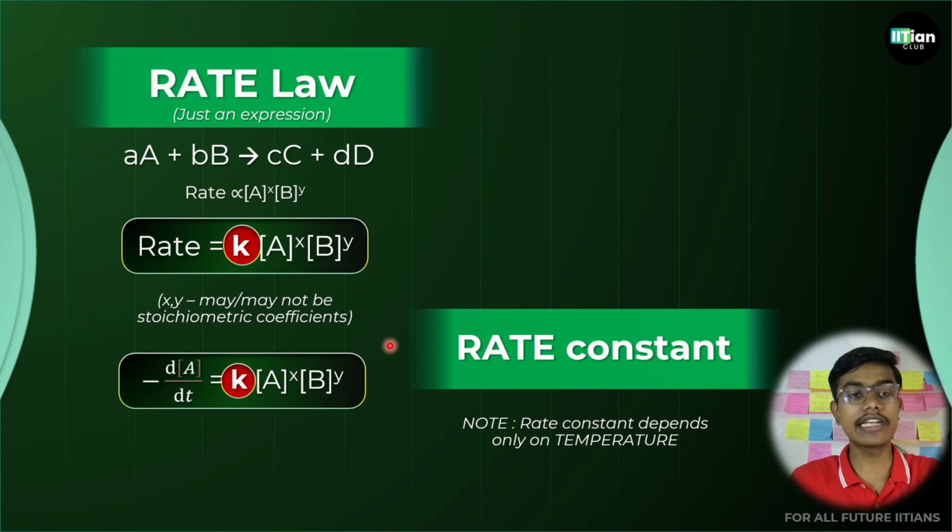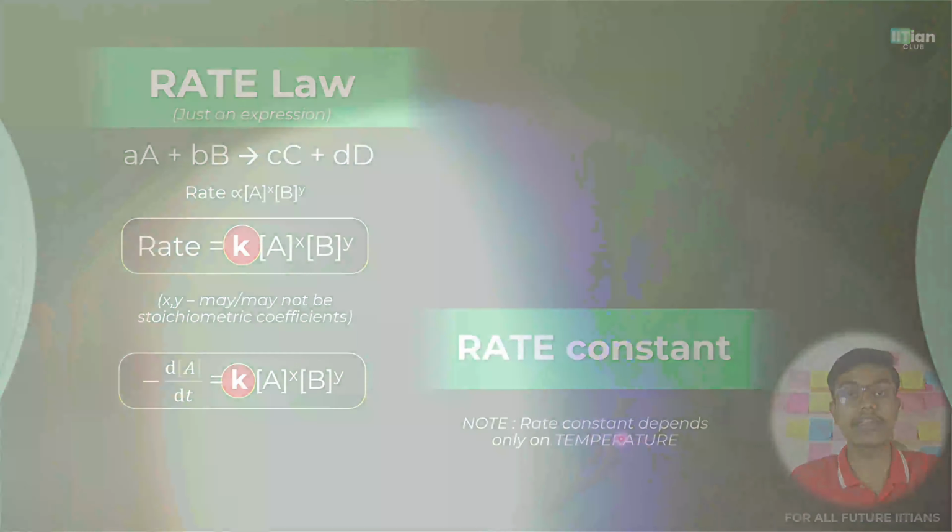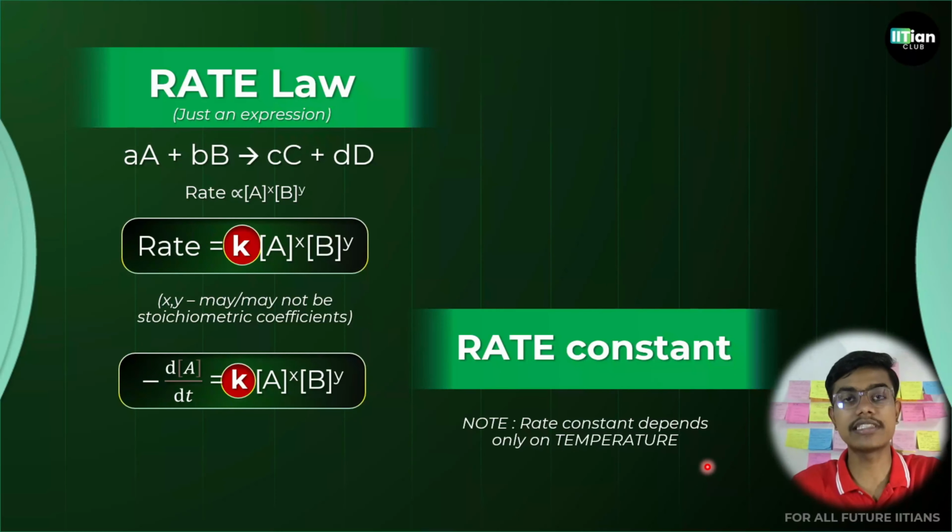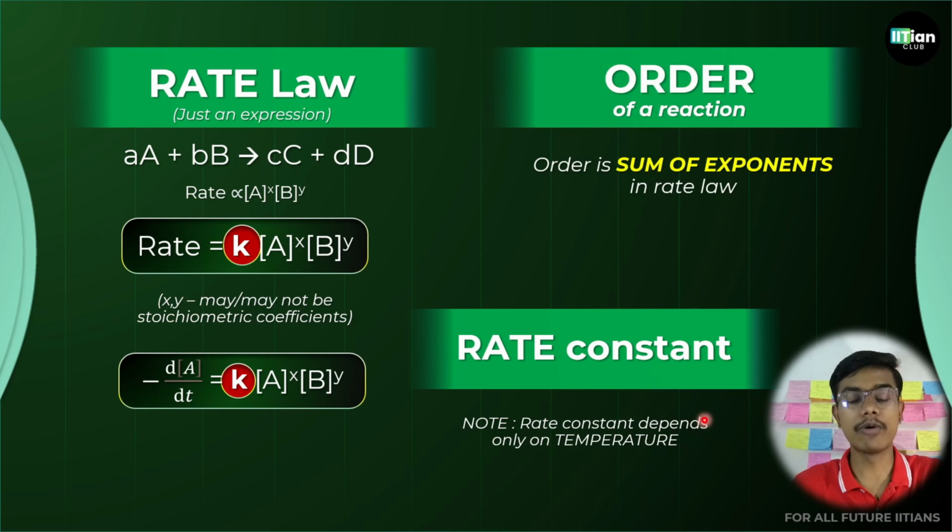k is the rate constant. You should note that it depends only on the temperature. It does not depend on any other parameter. And how it depends on the temperature, we will be looking at the end of this video in the Arrhenius theory. The next most important thing, that is order of reaction.